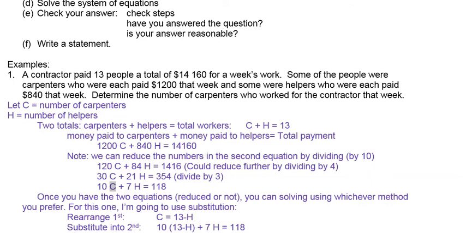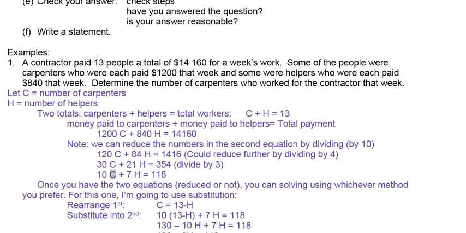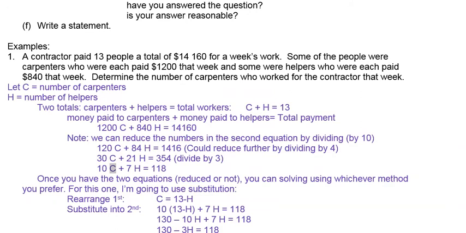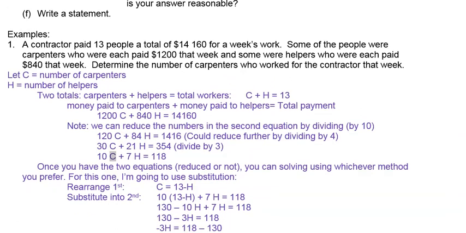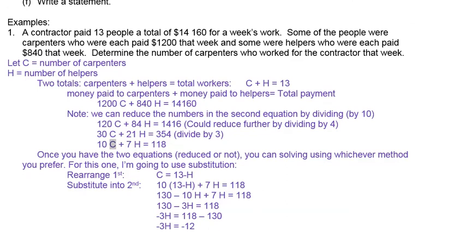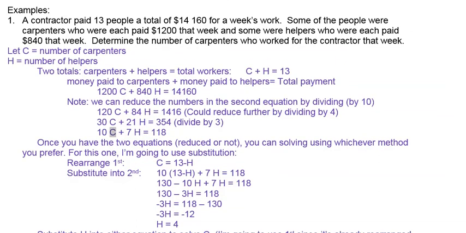Distribute that 10 to get rid of the brackets, and then we have some like terms we can get together. So negative 10H plus 7H is going to give us negative 3H. We can also bring the 130 to the other side, to give us negative 12. And then lastly, we want to get our h completely alone, so we divide both sides by minus 3. We get h equals positive 4.